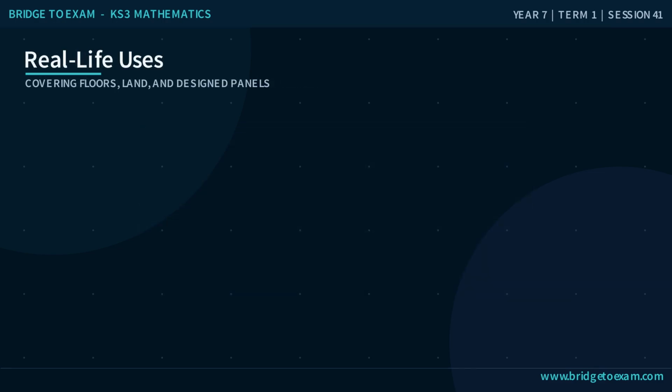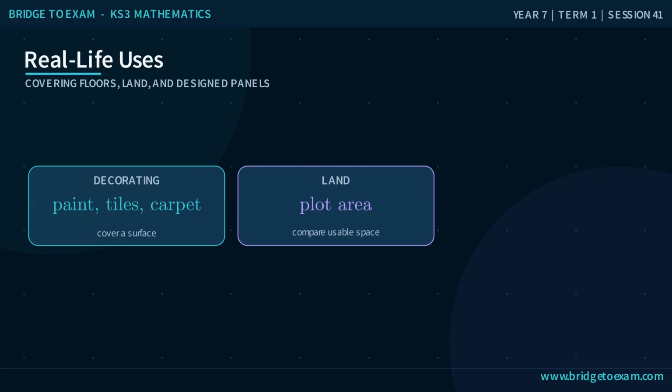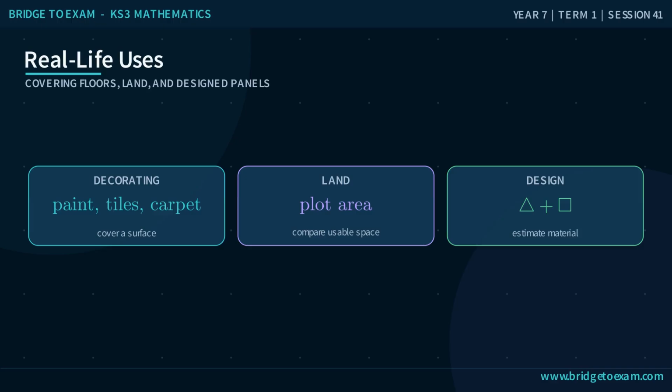Area calculations help whenever a surface must be covered, filled, or compared. Decorators calculate wall and floor areas before buying paint, tiles, or carpet. Farmers and planners compare the areas of plots of land. Designers use triangle and rectangle areas to estimate material in panels and signs.